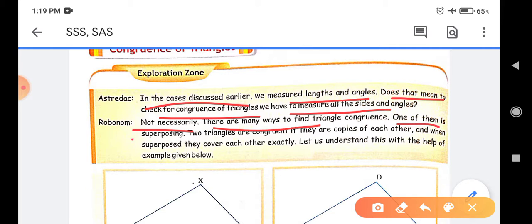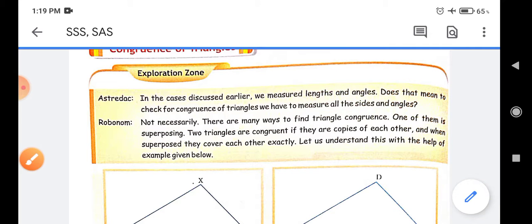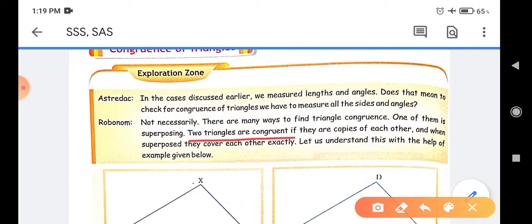One of them is superposing. So this is one important method to find the congruency of triangles. In this method we will superpose one triangle over the other. Two triangles are congruent if they are copies of each other, and when superposed, they cover each other exactly. Only then we can say that the two triangles are congruent.